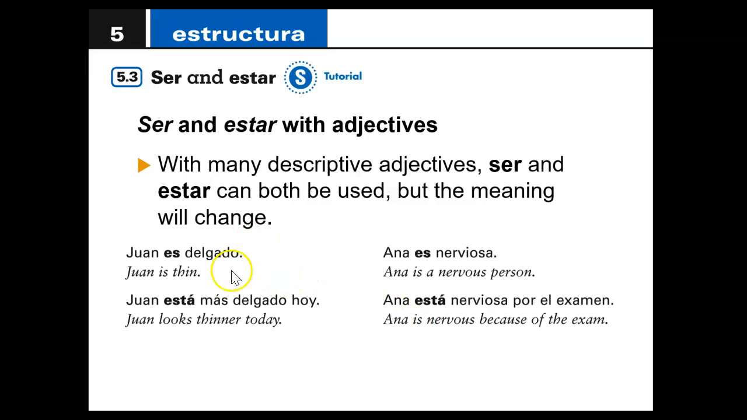So if you notice here, when we use ser, it's a little bit more permanent. It's the best way to describe that, just because it's not going to be changing anything anytime soon. Versus estar can be just for that moment, just for that day. It's a little bit more temporary, is a way that people tend to describe the differences between ser and estar.